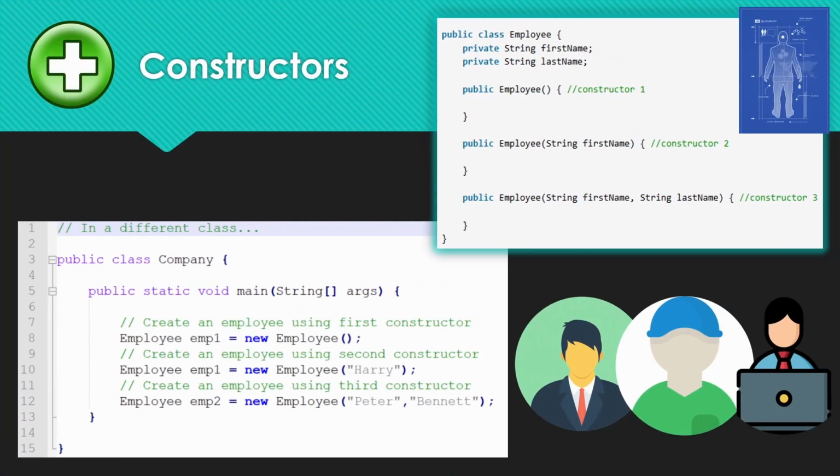Constructors. Constructors are the things that build objects, and constructors can have many different inputs because of polymorphism. Polymorphism has the same method but different inputs. Now you can't have two constructors with the same inputs, like you can't have two that take a string. They all have to be different.